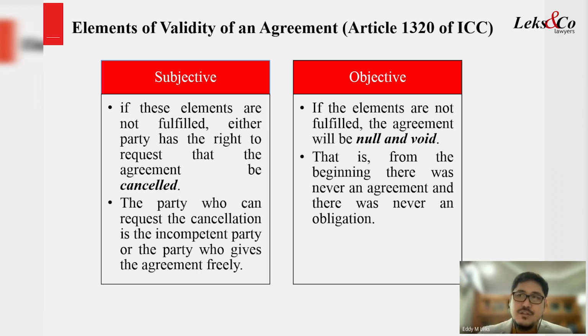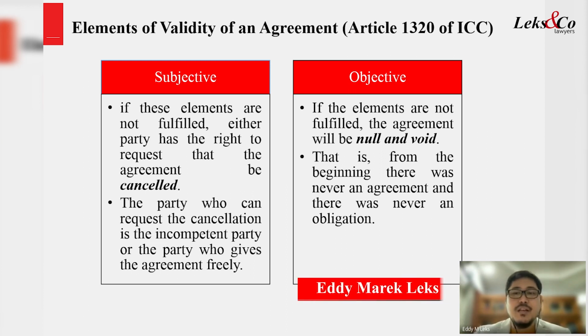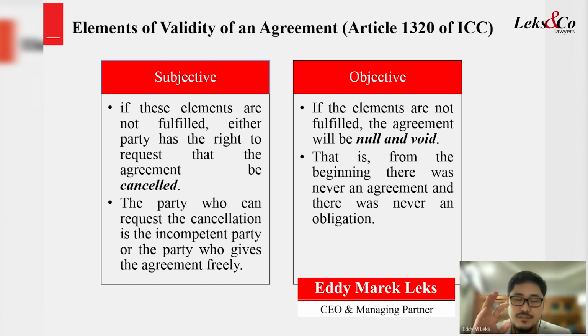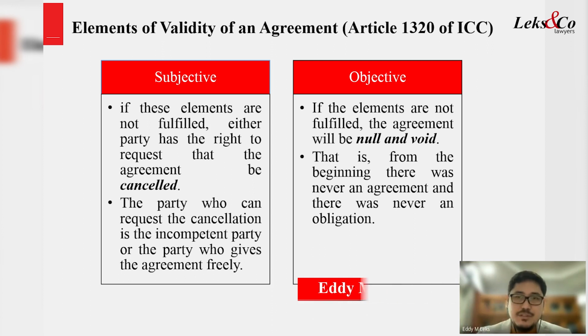The defect is on the consent and on the capacity. As long as the parties are fine, go ahead. We don't need to cancel anything. But as long as one party is not fine, of course they can cancel it. The party who can request the cancellation is the incompetent party or the party who gives the agreement non-freely, coerced or defrauded. On the objective side, if the elements are not fulfilled, the agreement will be null and void. That's the object and the admissible cause.